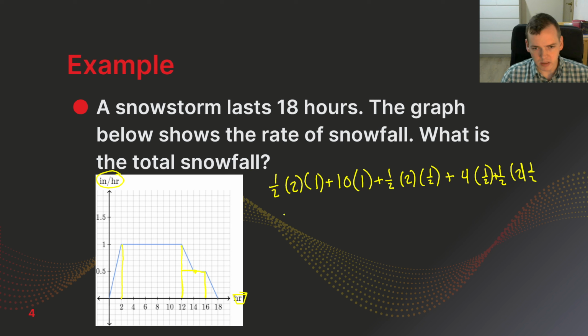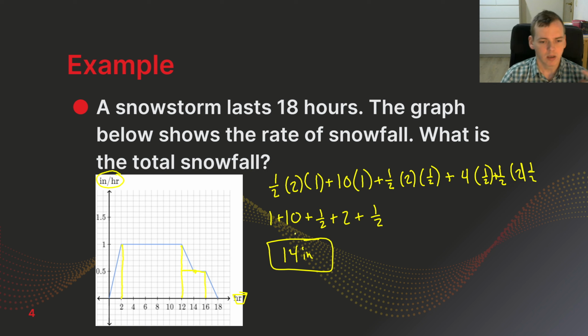And that gives us 1/2 times 2 is 1, plus 10, plus 1/2, plus 2, plus 1/2, which is 10, 11, 13, 14. So 14 inches is the total amount of snowfall. Again, because the graph represents a rate of change, how much snow per hour, the area under that graph gives us the total change.